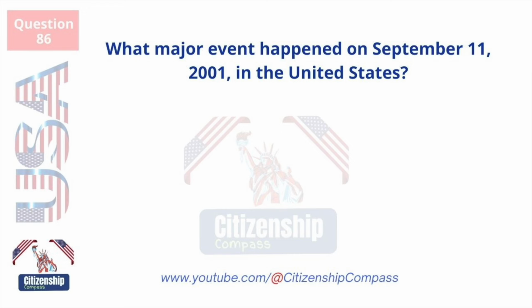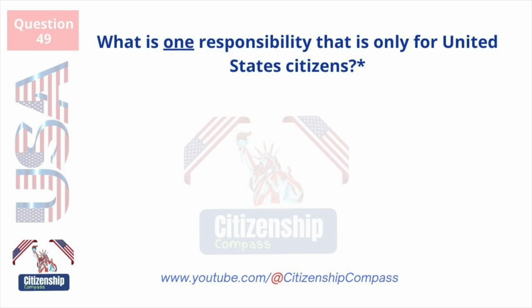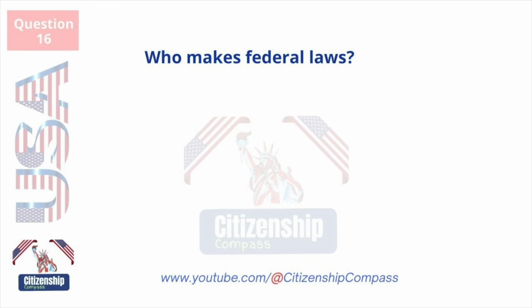What major event happened on September 11th, 2001 in the United States? Terrorists attacked the United States. What is one responsibility that is only for United States citizens? Serve on a jury. Who makes federal laws? Congress.